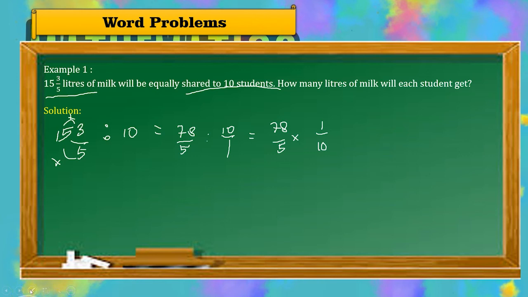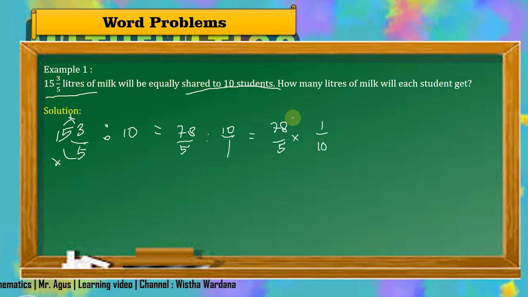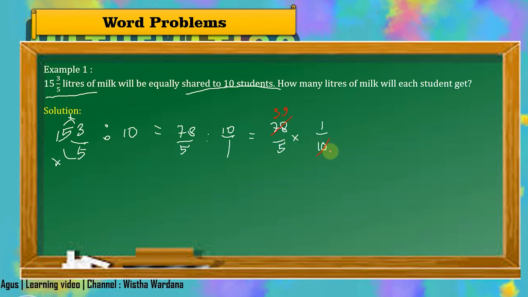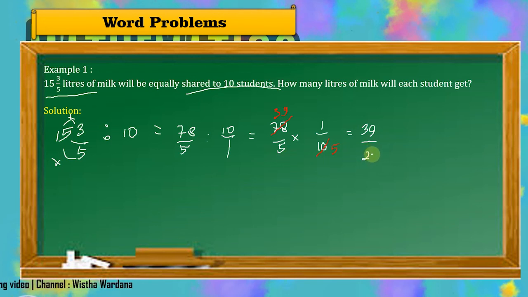And then to make it easy to count, you divide 78 and 10 by 2. So 78 divided by 2 equals 39, and this is 5. So you get in the numerator 39 times 1 equals 39, and then 5 times 5 equals 25.